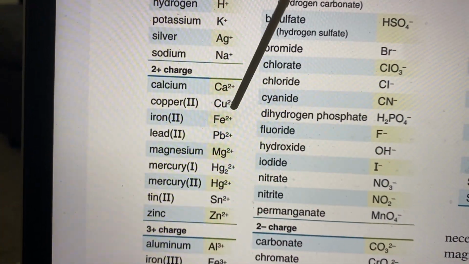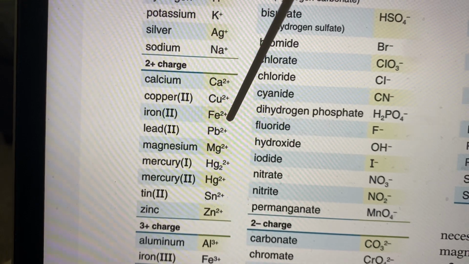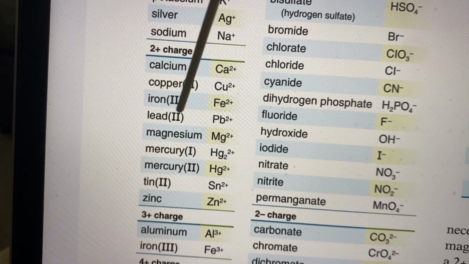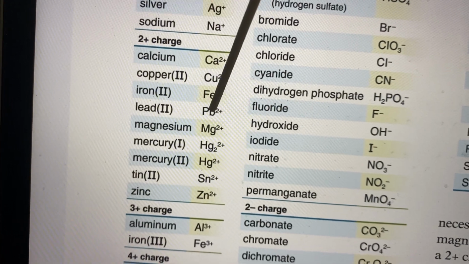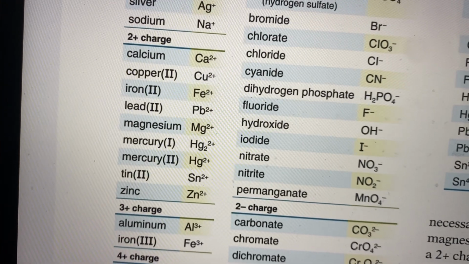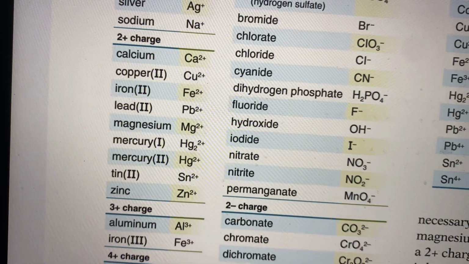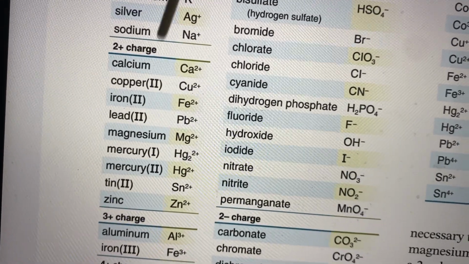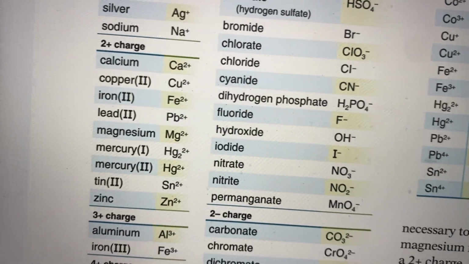So copper would be 2+, iron would be 2+. Fe2, remember, Fe means iron. Lead is Pb, and it'd be 2. Now, the reason they put a Roman numeral there is because some of them have another charge, you know, so they might have a 3, so that this means what charge they have if they have a different charge.